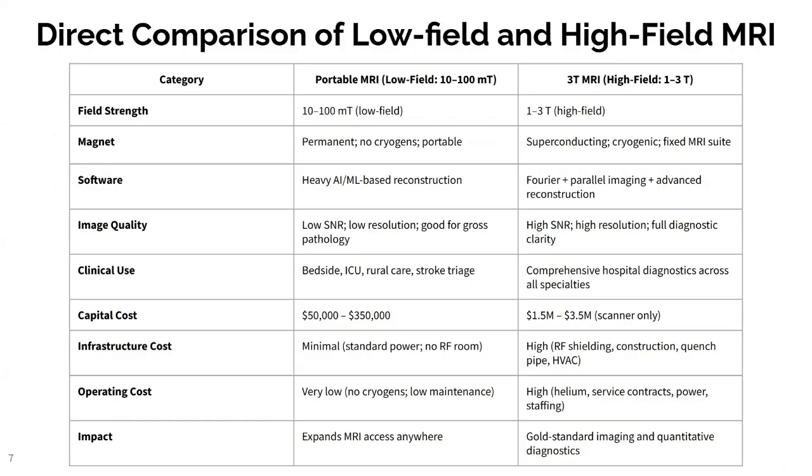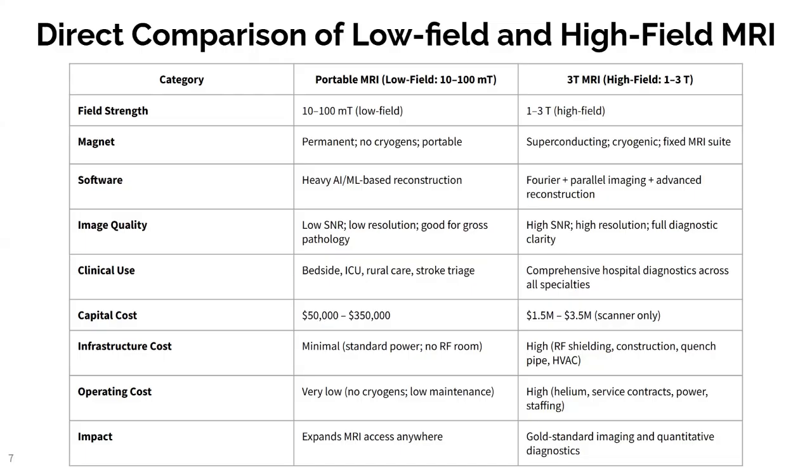As a result, portable MRI provides lower resolution, lower SNR images, good for detecting major findings like hemorrhage or midline shift, while 3 Tesla MRI delivers full diagnostic image quality across all body regions. Clinically, portable MRI is ideal for ICU imaging, bedside use, stroke triage in rural or resource-limited settings, and the 3 Tesla scanner supports comprehensive hospital diagnostics and advanced research applications.